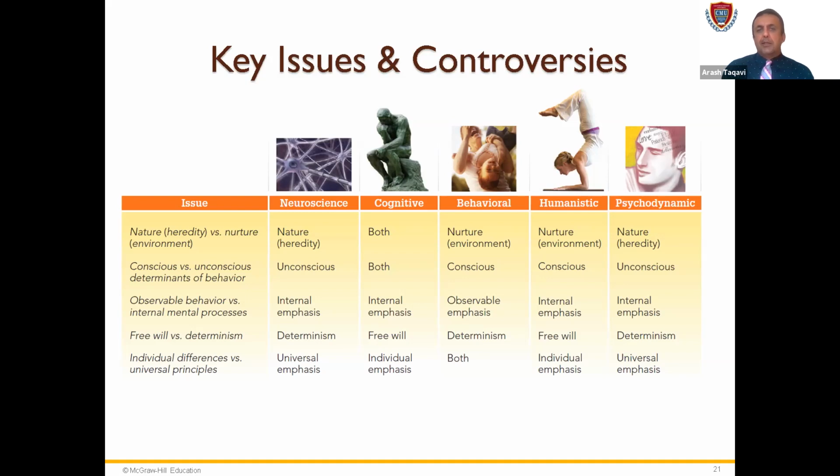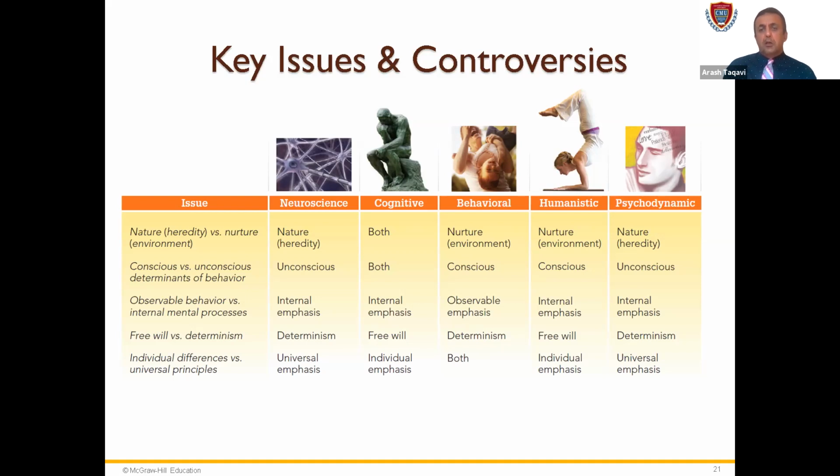And what about individual differences and universal principles? In neuroscience, we talk, yes, the structure and context of the brain is something equal for all human beings, all relatively healthy human beings all around the world. So we know that it is a universal matter.